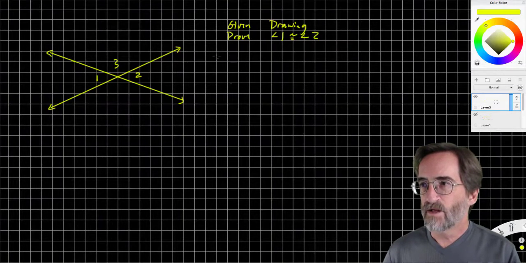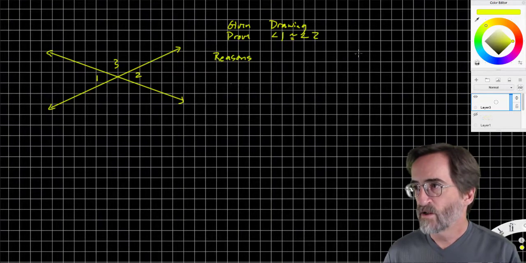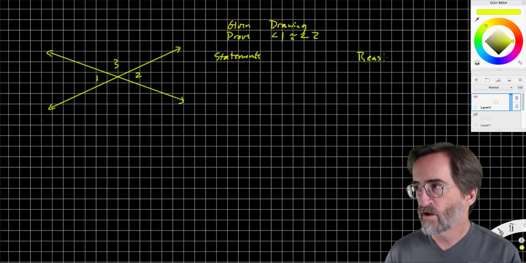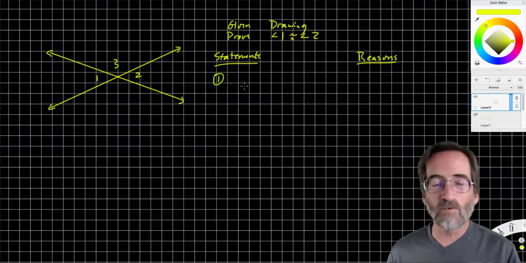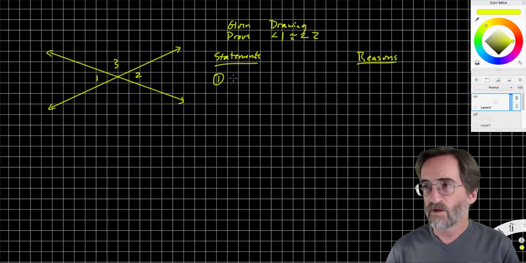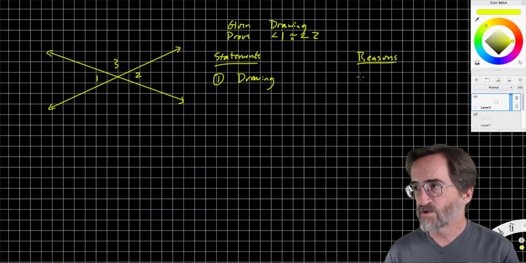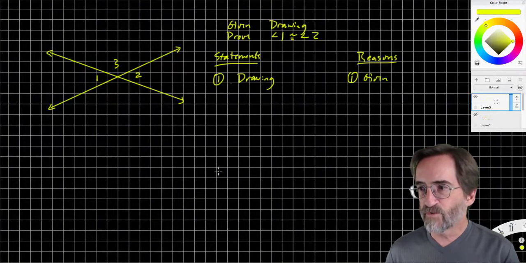Okay? And I'm going to do a two-column proof. The left column is statements, and the right column is reasons. And if you have trouble with a proof, always start with the given. We have the information in the drawing, which is given. We always end with what we're trying to prove. Now, what am I trying to prove? I'm trying to prove angle 1 is congruent to angle 2.